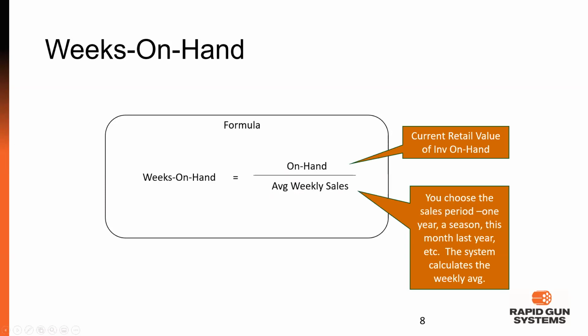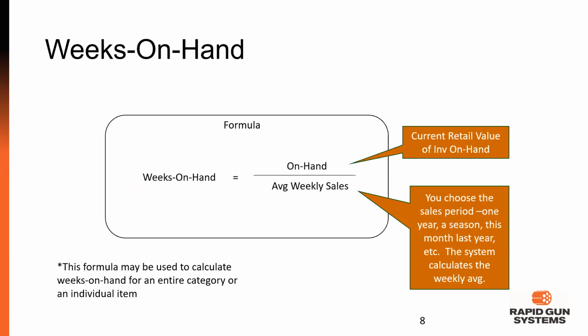Now, that might make a lot of sense for things that are fairly seasonal. You could also use this month last year. So let's say it's during the holiday period and you're trying to say, do I have enough ammunition to carry me through the holidays this year? Perhaps the best indicator of that would be this month last year. So at any rate, no matter how many weeks you include, it just calculates a weekly average, divides on hand by that weekly average, and that will tell us the number of weeks that we have on hand.